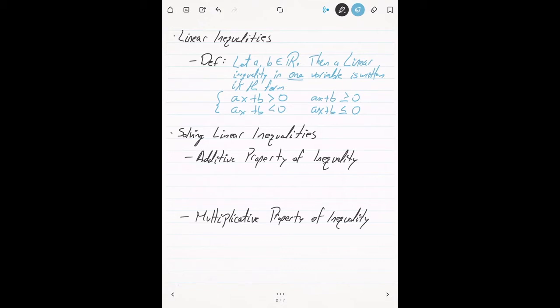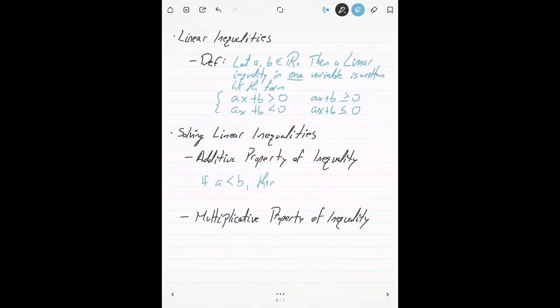We'll say if A is less than B, okay? Imagine you had A and B here. They could be numbers or expressions, whatever. And one is less than the other.